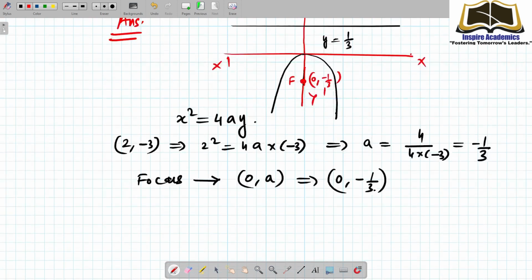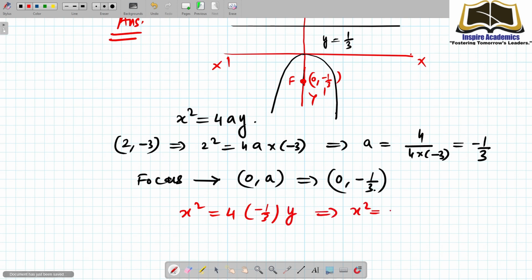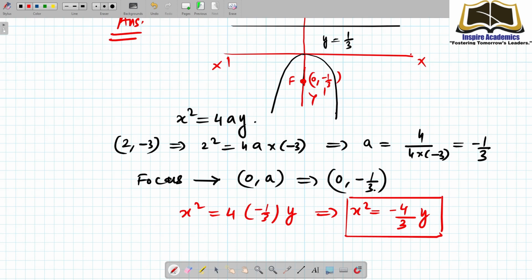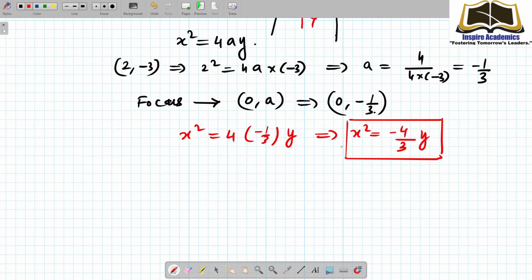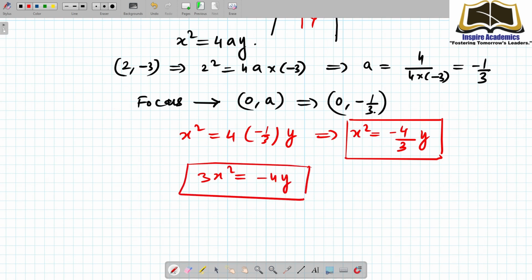So now what is the equation, equation is x square equal to 4 times -1/3 y. So I hope आपको ये visualization करना आ गया होगा, how to visualize the figure. So this is our equation of the parabola. We can also write the same equation as 3x square equal to -4y, if you want to write it like that, okay. होपफुली आपको basic fundamentals of parabola clear हो गए होंगे. मिलते हैं अगली class में नए topic के साथ.